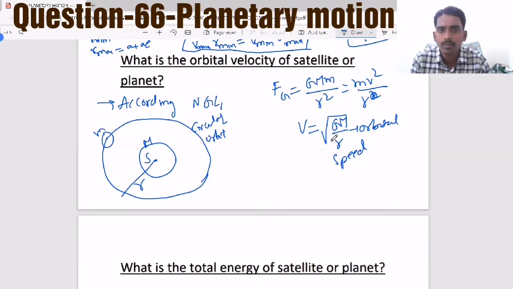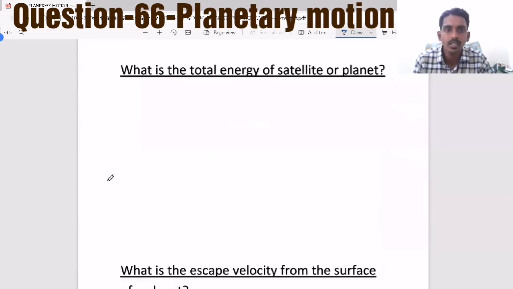So in a particular orbit, the velocity with which a planet or satellite is revolving, that speed we call orbital speed or orbital velocity.